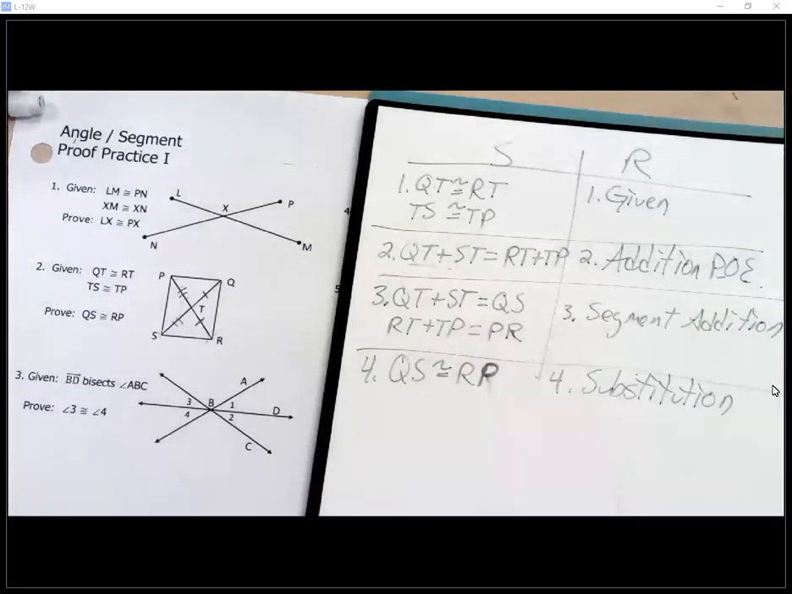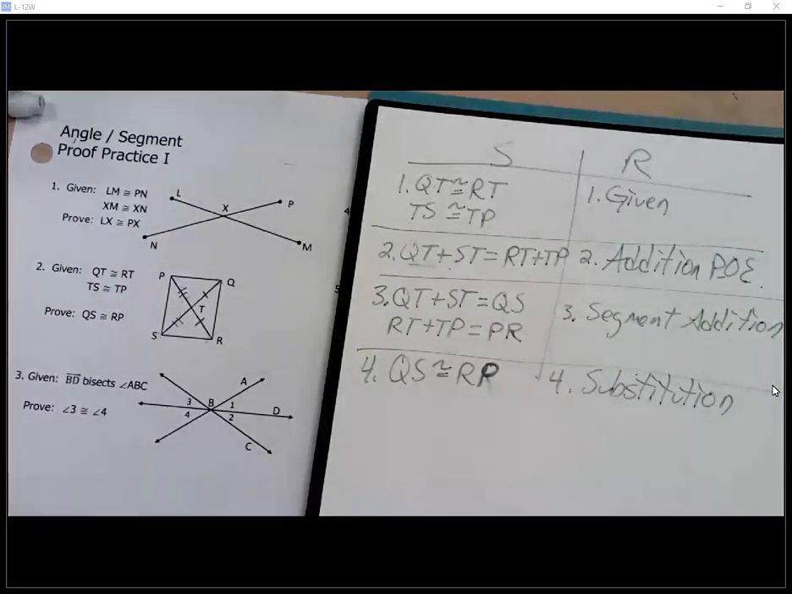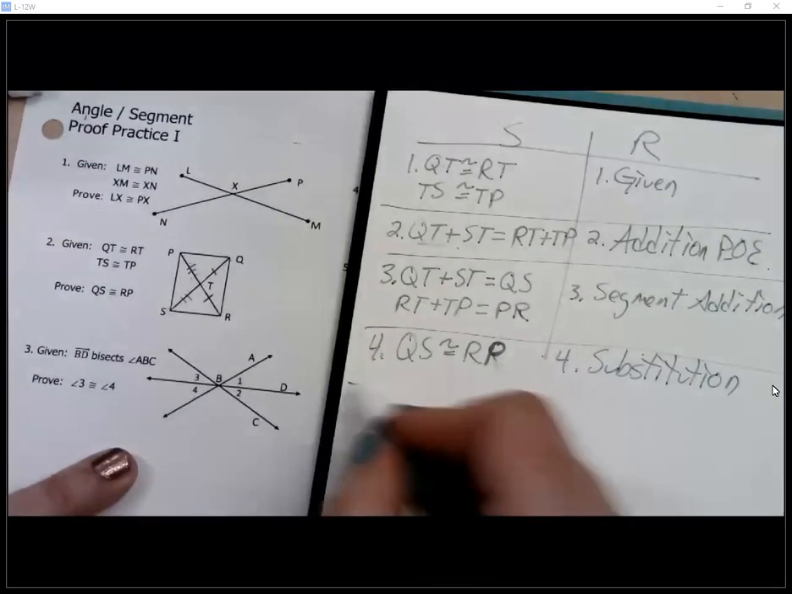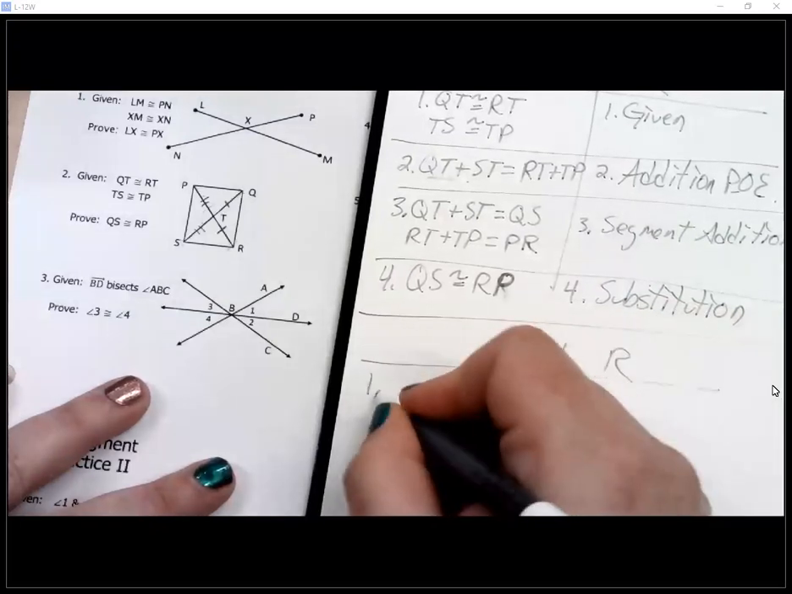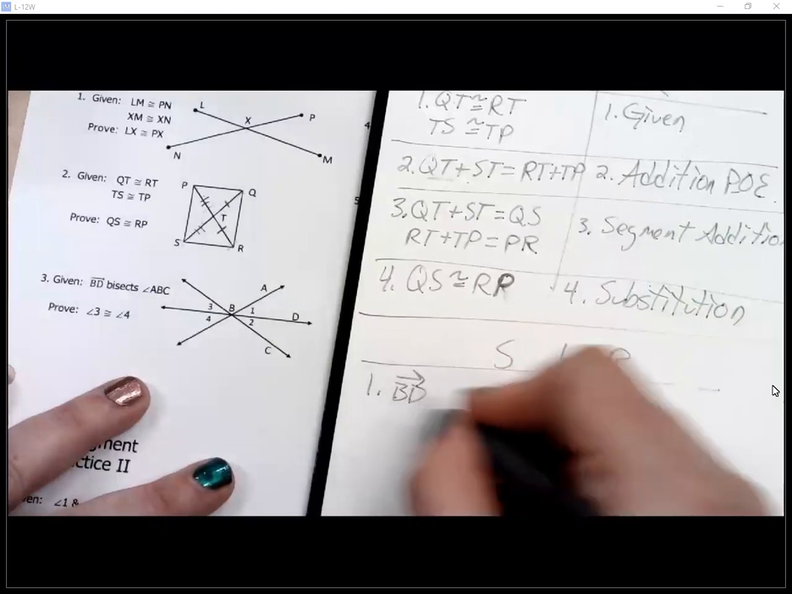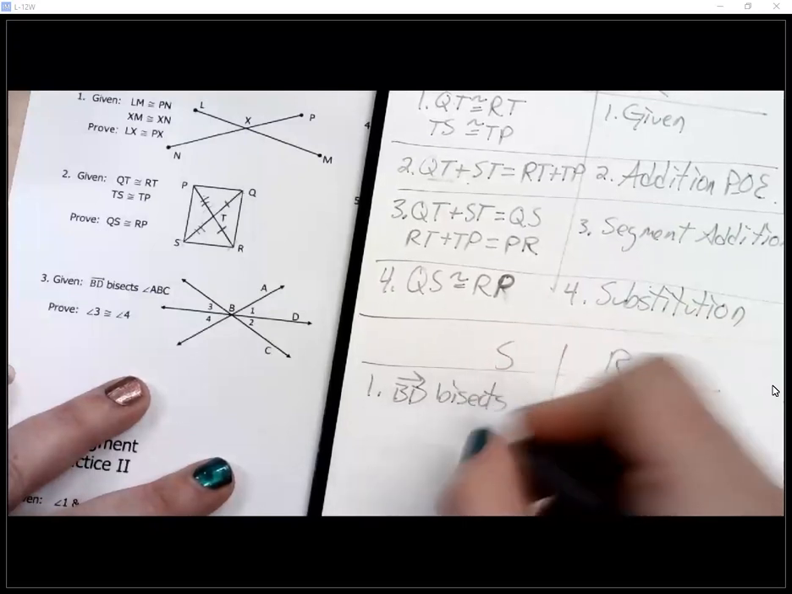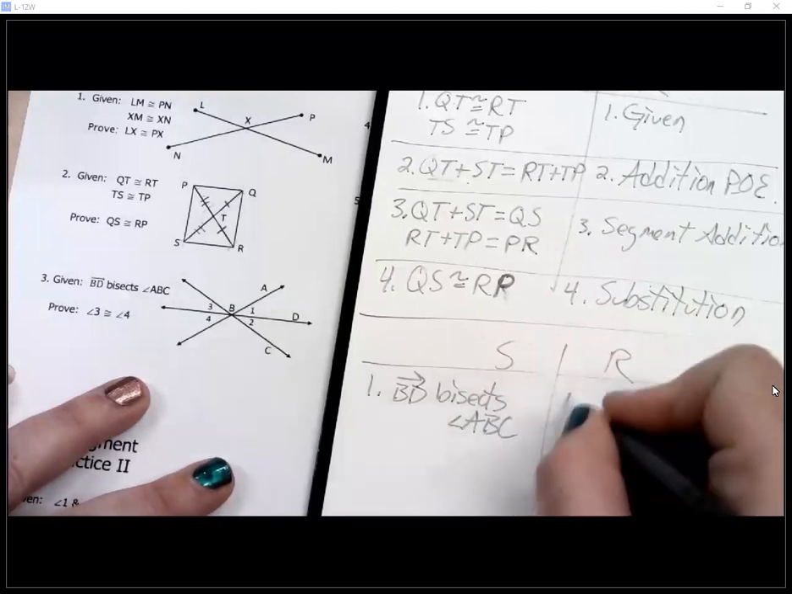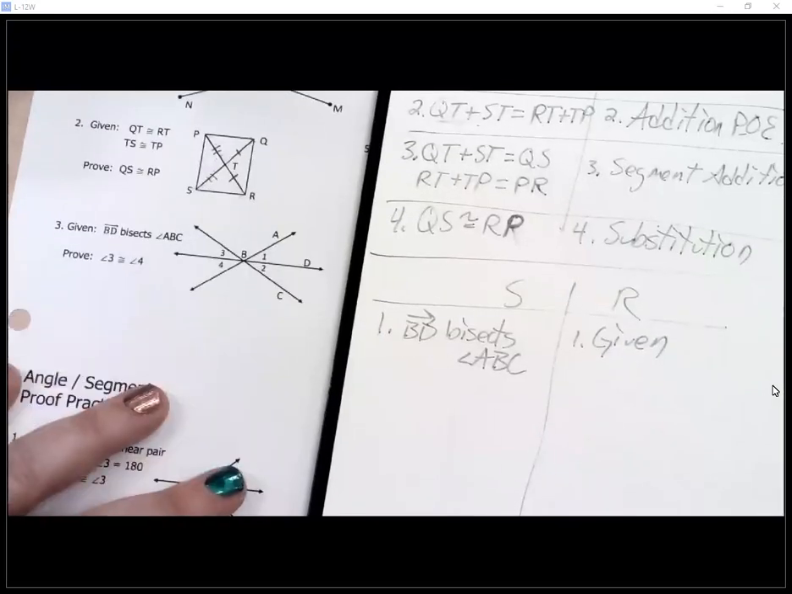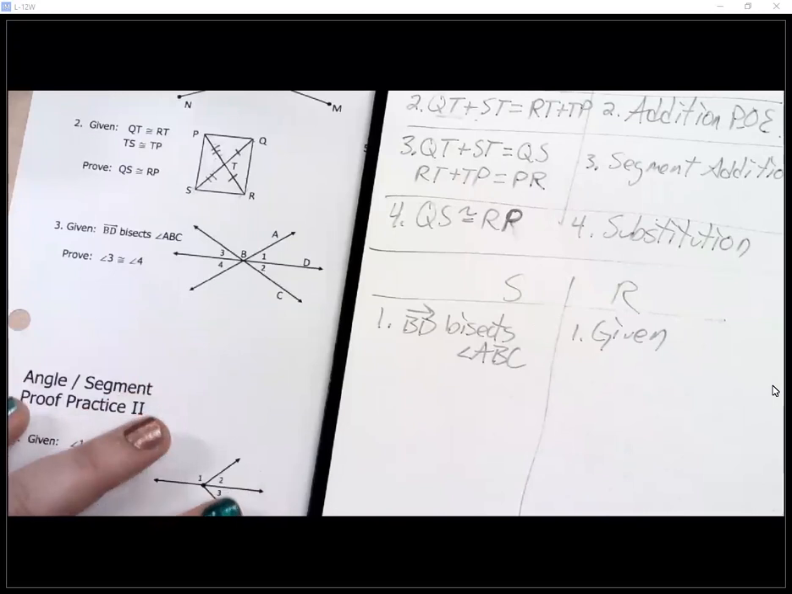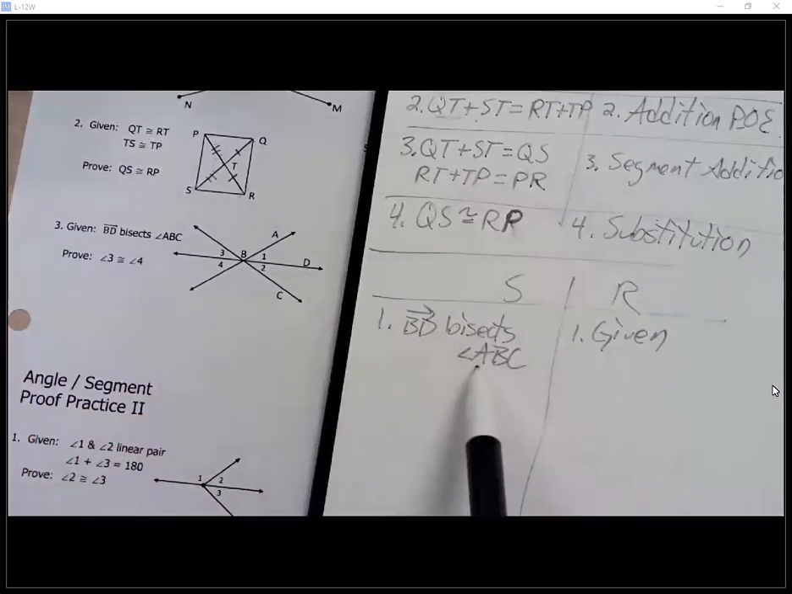I'm going to try number 3 with you also. Let's see how that goes. So again, I'm going to have my statements and reasons. Line 1, ray BD bisects angle ABC. Given, of course it's given. Isn't it a right? Yes. So you have ray BD bisects angle ABC. My ultimate goal is to prove angles 3 and 4 are the same.